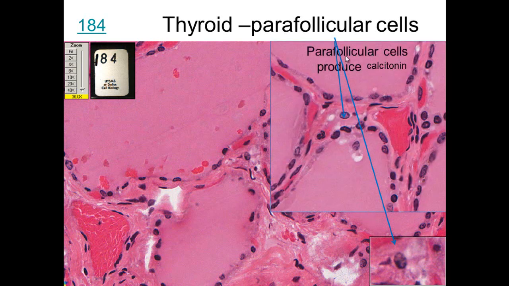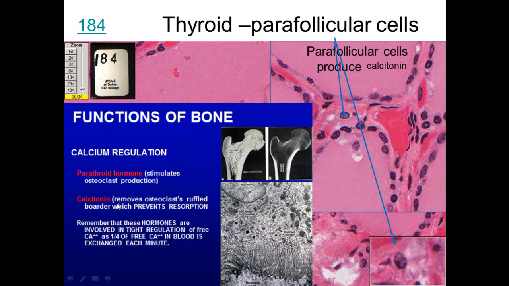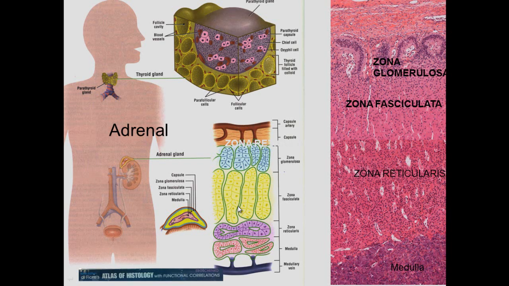And here we can see the parafollicular cells, the ones that are in between the follicles, and they produce calcitonin. Calcitonin is involved in preventing absorption of bone. So what it does, it interacts with the osteoclast. The osteoclast is what breaks down bone, and it removes the ruffled border that allows it to have an environment that can break down bone. Calcitonin reduces blood calcium by preventing the osteoclast from eating up the bone.